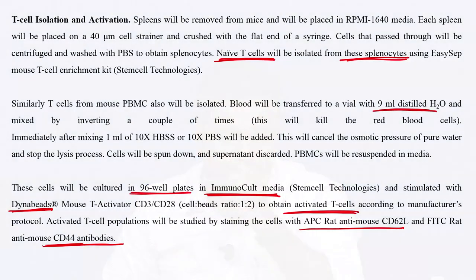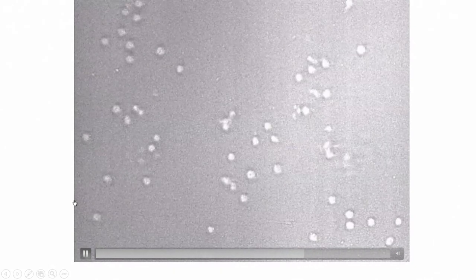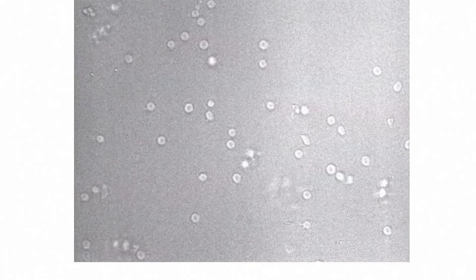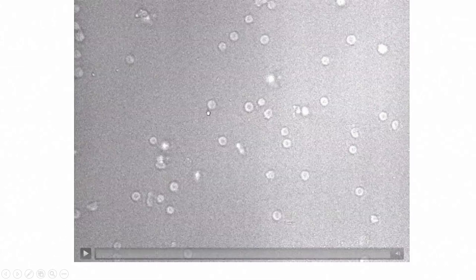If you see the screen, this is a video I quickly took of T cells. These are T cells flowing onto a microfluidic chip, and you can see the T cells flowing. T cells are about 4 microns in size, like I said.